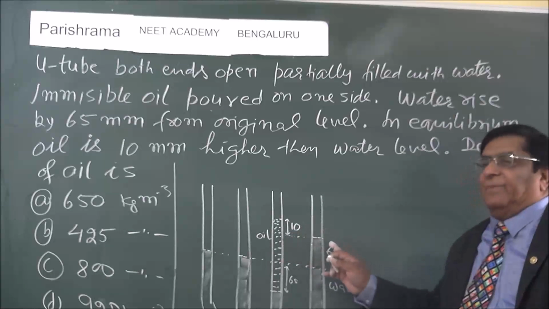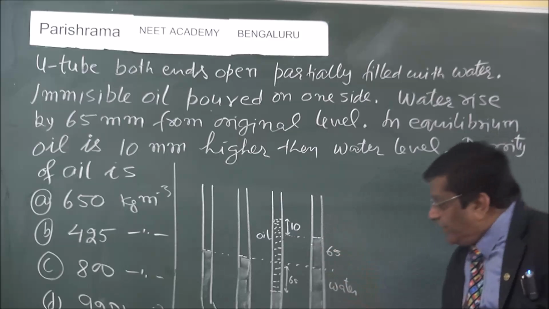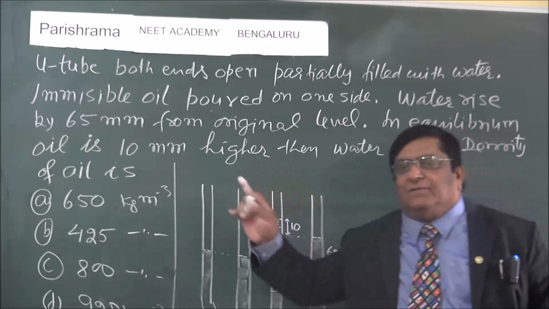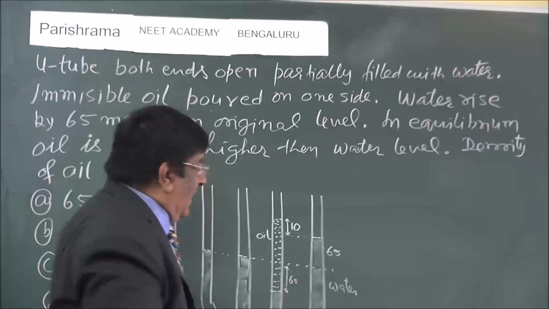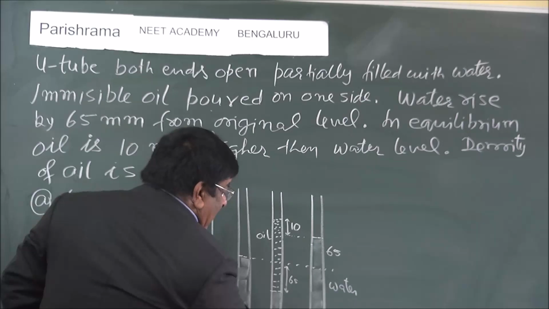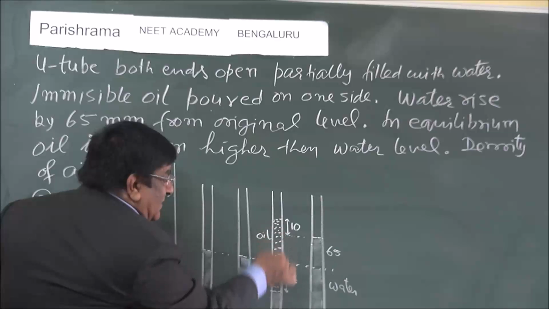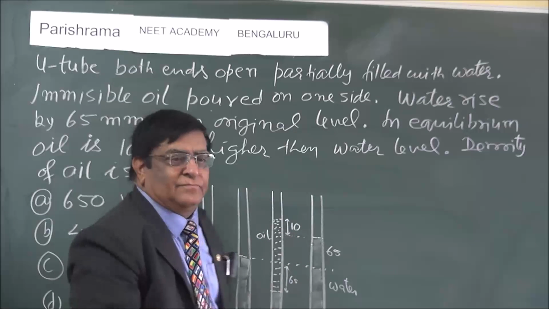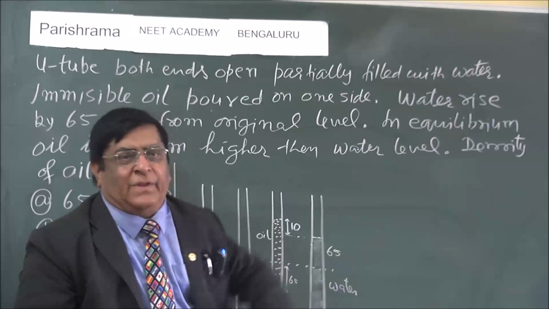Equilibrium here means neither the fluid is going in this direction nor in this direction. That is equilibrium. Why is it not going this way or that way? That means at the center point here, at any level, the pressure of this column is equal to the pressure of this column. That is why it is in equilibrium. Is this clear? Yes, okay.